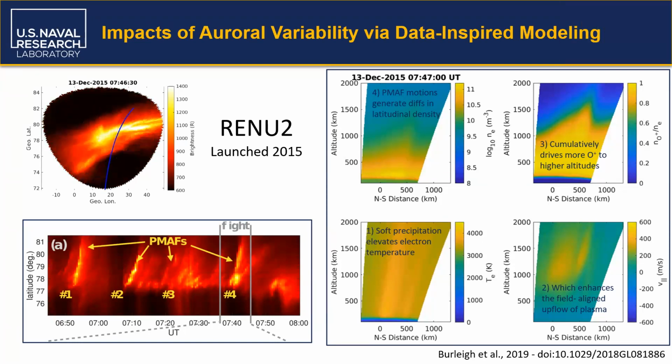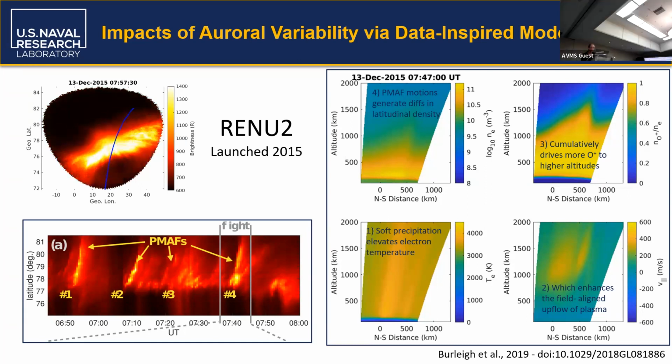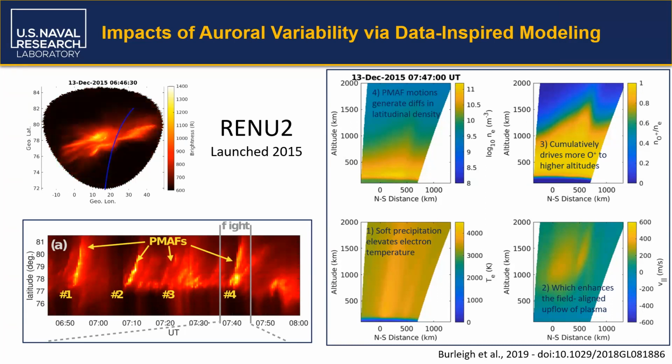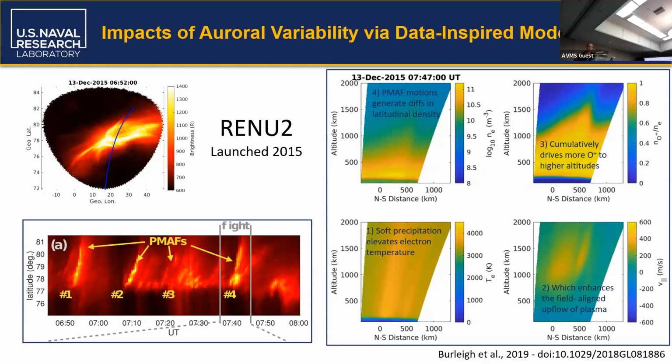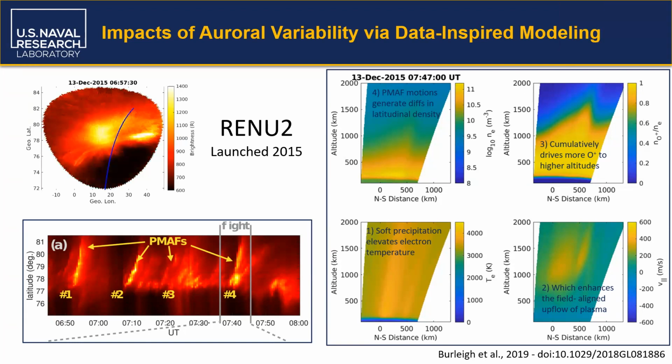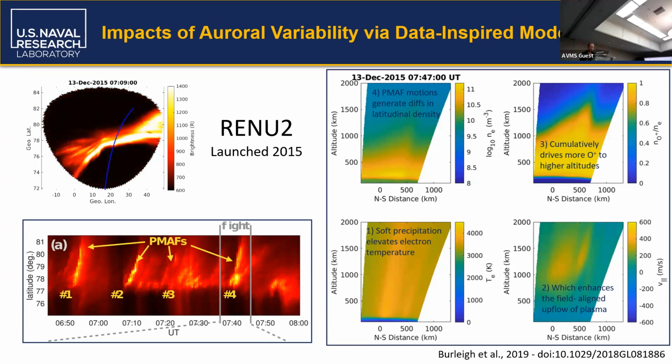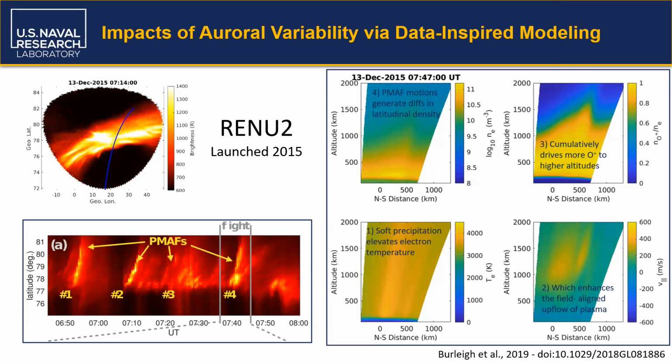So the soft precipitation is elevating electron temperatures, which is enhancing the field line upflow from the plasma. And then this cumulatively drives more O+ to higher altitudes. That shows the uplift of the O+ in the upper right panel here. And then the variable dwell time of the PMAFs, because they're coming into the field and then they are leaving and moving through the simulation domain, coupled with the hysteresis of the PMAFs we saw that night, can create altitude, latitude, and temporal dependence in the ion upflow.